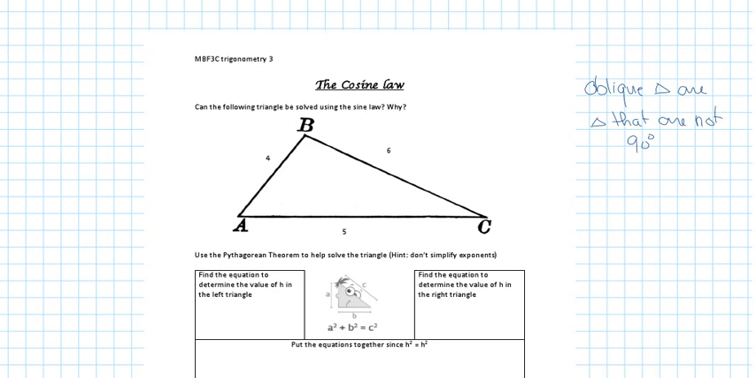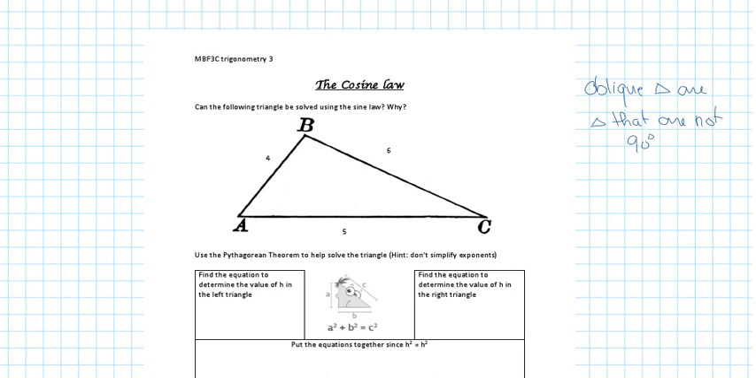Now, we talked about the sine law, and we said we can use the sine law if I'm given two angles and any side, or if I'm given two sides and an opposite angle. The other law that we can use with oblique triangles is called the cosine law.